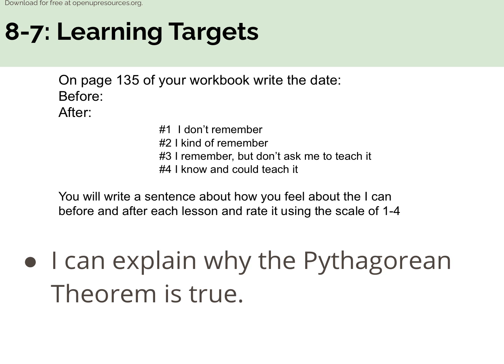All right, let's go ahead and grab our workbooks, and let's turn back to page 135. Let's read the I can statement for lesson 7. I can explain why the Pythagorean theorem is true. So pretty much we are proving the Pythagorean theorem. Give yourself a sentence on how you feel about that, and a number. So 1, I don't remember. 2, I kind of remember it. 3, I do remember it. And 4, I can teach it to my friend.